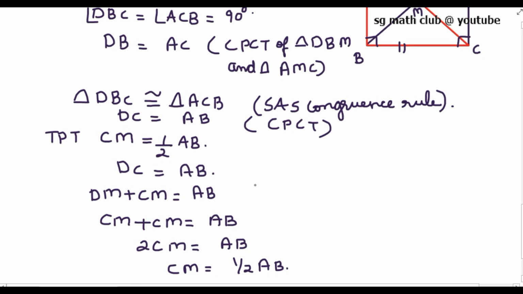So here we have used what they have given in the question, DM equal to CM, and here the general construction, DC is nothing but DM plus CM.